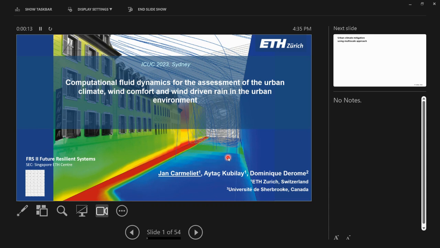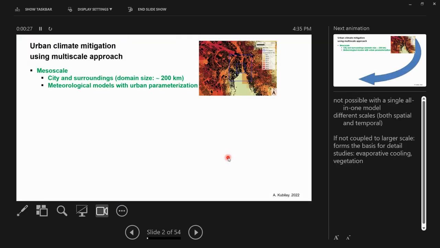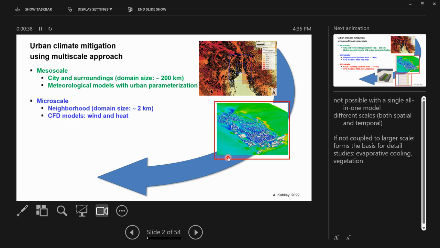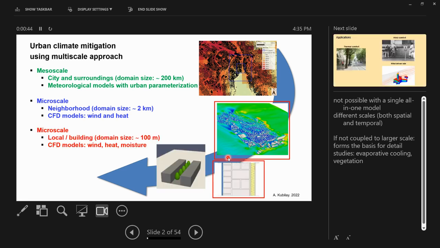Okay, I will talk about a model that can be used for evaluating urban climate, thermal comfort, wind comfort, and wind-driven rain. It is a multi-scale model, and so we start from the mesoscale, where we use parameterized models, and then we scale it down to what I call neighborhood scale, where we look at heat and wind, and then to the microscale, where we go in much more detail, and we also look at moisture effects. And so that's the level also where we look at trees.